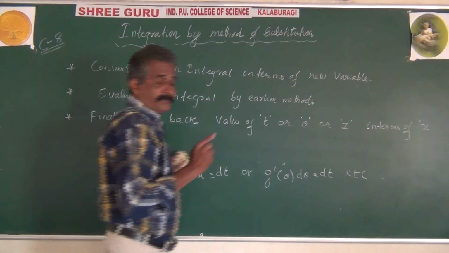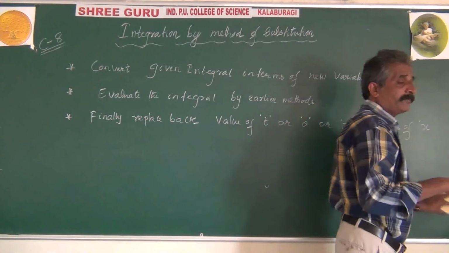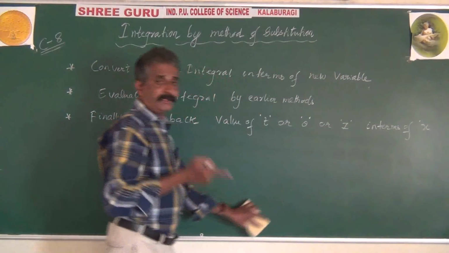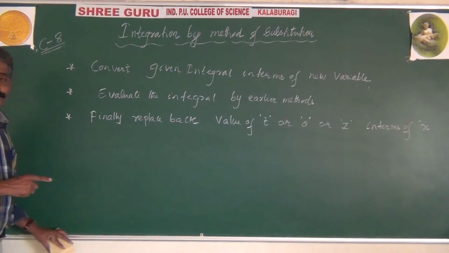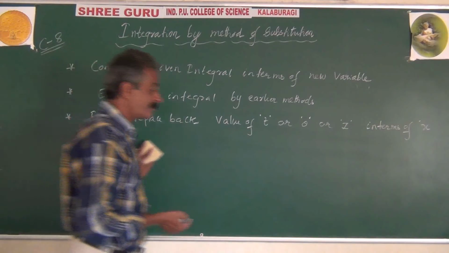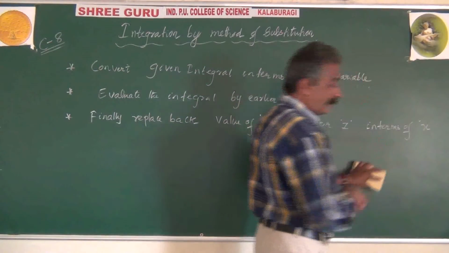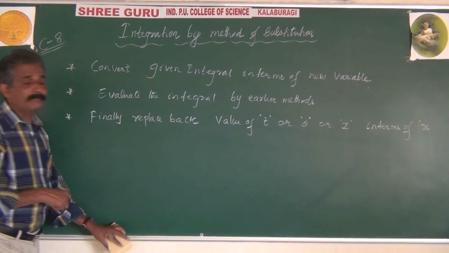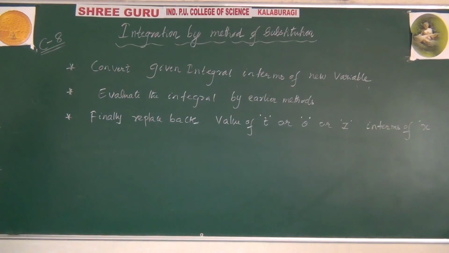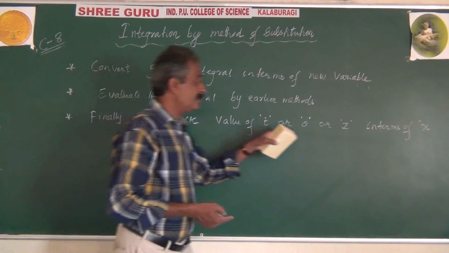So first step, take a suitable substitution for the appropriate function. After that, differentiate, express in the form of differentials, and convert the full problem in terms of the new variable t or theta. Evaluate by earlier methods. Lastly, replace back the value of t or z or theta.